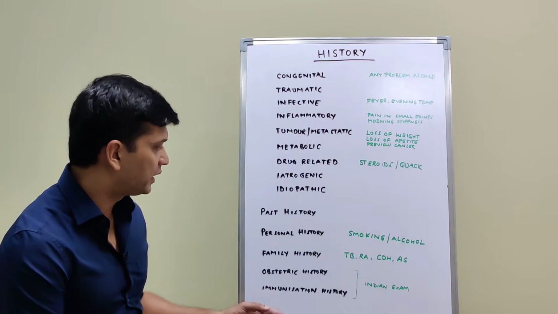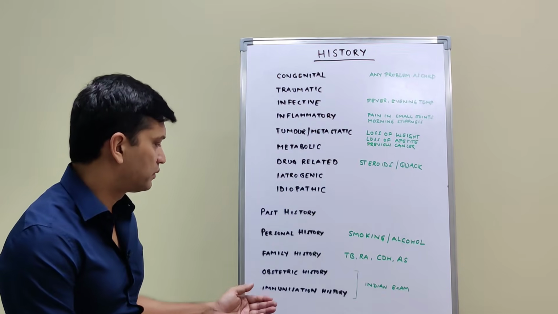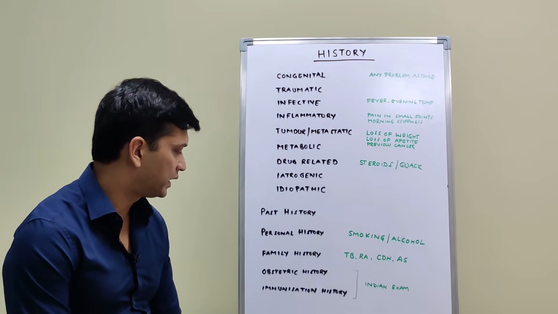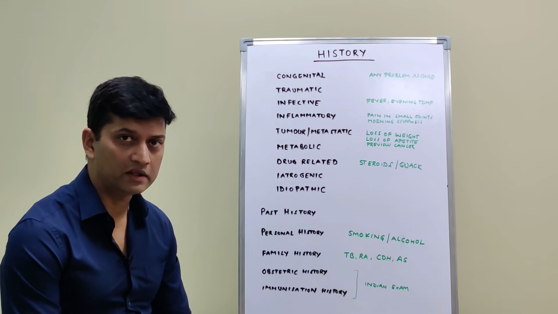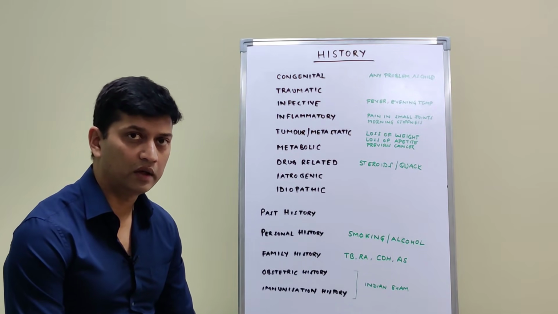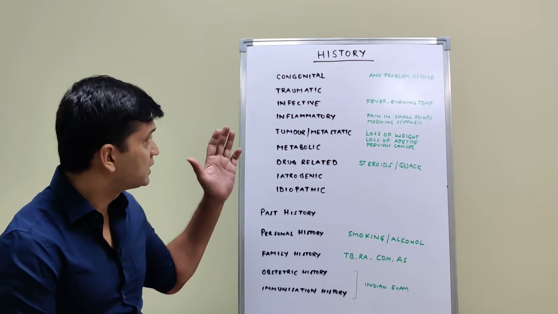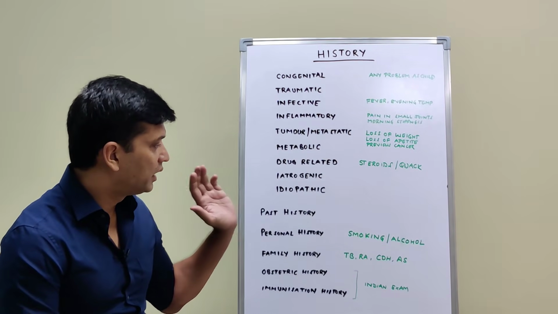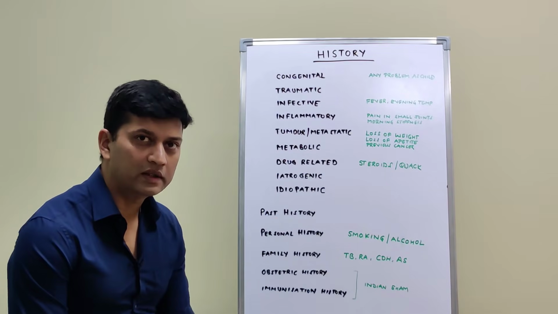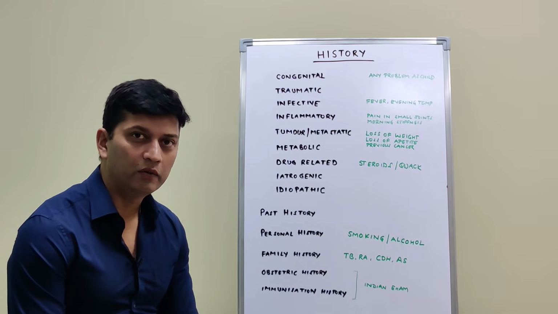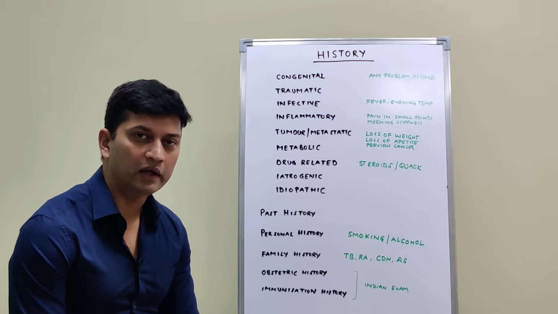For completion's sake, in the Indian exam, you need to at least mention obstetric history or immunization history. It is not so important if you're appearing in FRCS or any other exam in Europe. So I think this is the history. If you follow these principles and ask the relevant questions, by the end of this history you will have a differential diagnosis which will be quite narrow.